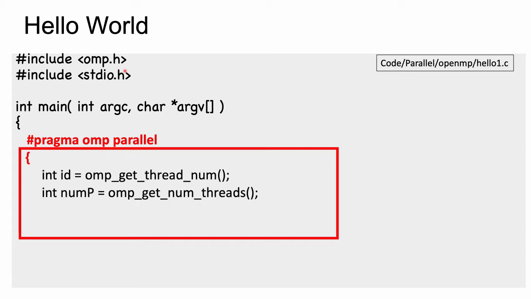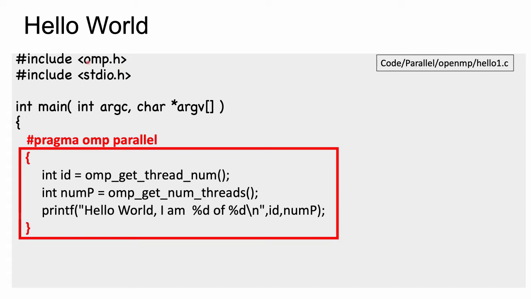So here's the block of code. Let's go over this. I'm creating an integer ID. So each thread again has its own unique stack. All the variables in here will be unique to that thread. So ID is going to be an integer. They'll all have an integer. It's set equal to the result of OMP get thread num.